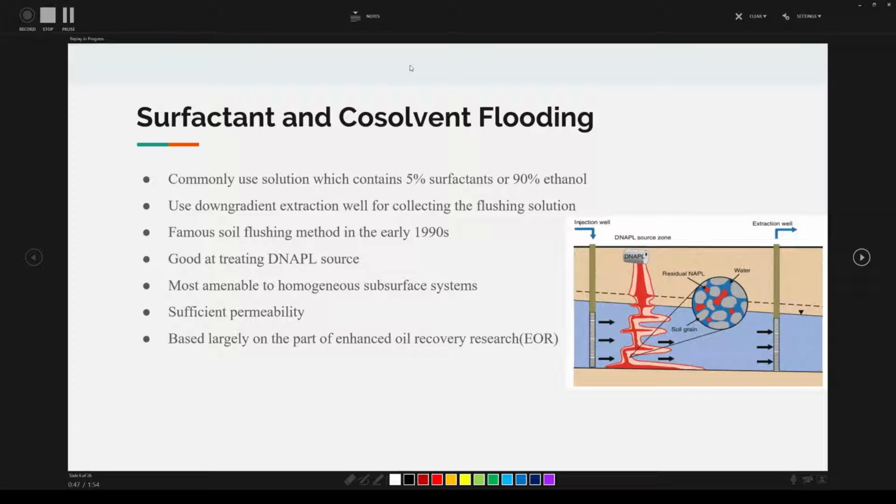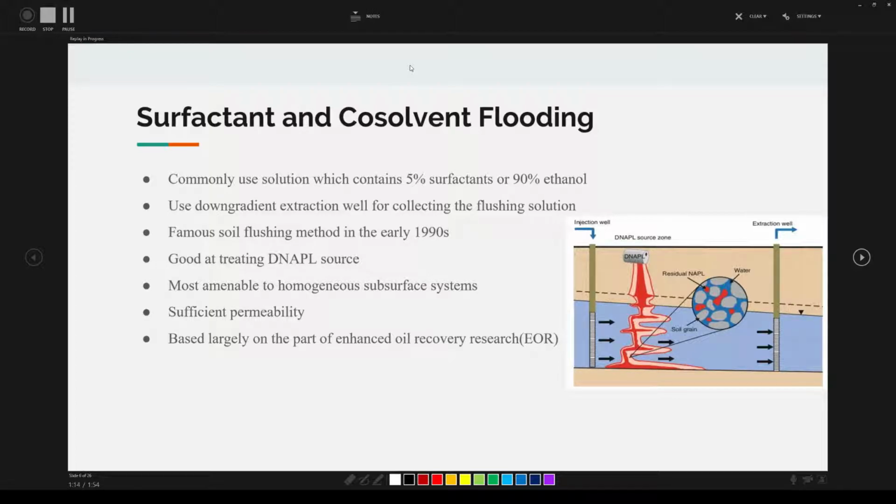For the surfactant and co-solvent flooding, we commonly use a solution which contains about 5% surfactants and 90% ethanol, which is also one type of the co-solvent. And this is a really famous soil flushing method from the early 1990s, and it is really good at treating DNAPL sources.